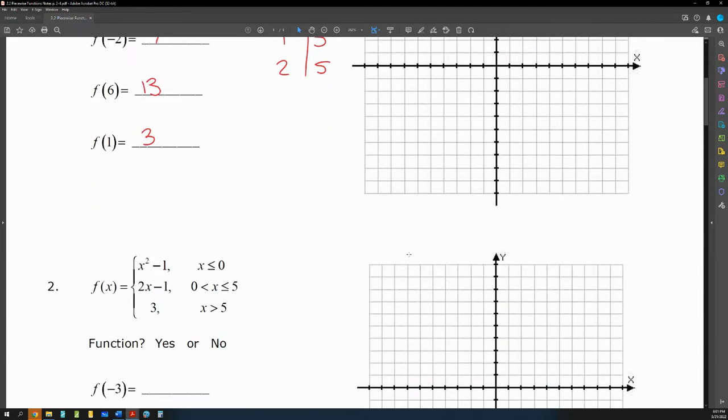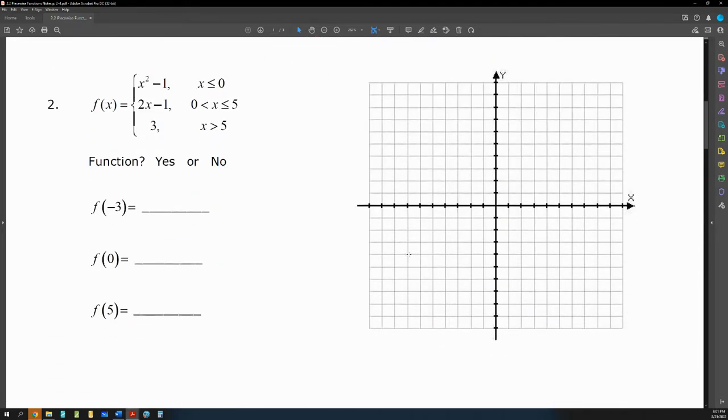All right, let's try another. Number 2, now we have 3 pieces here. We have something going on all the way up to 0, between 0 and 5, and then after 5. So let's construct a table of values and choose some of those points. I want to choose a value that is less than 0, so we'll say -1. I want to choose that key value 0, maybe a point in between, so we'll do 2. I want to choose that other key value 5, and then maybe another point after that key value, 6.